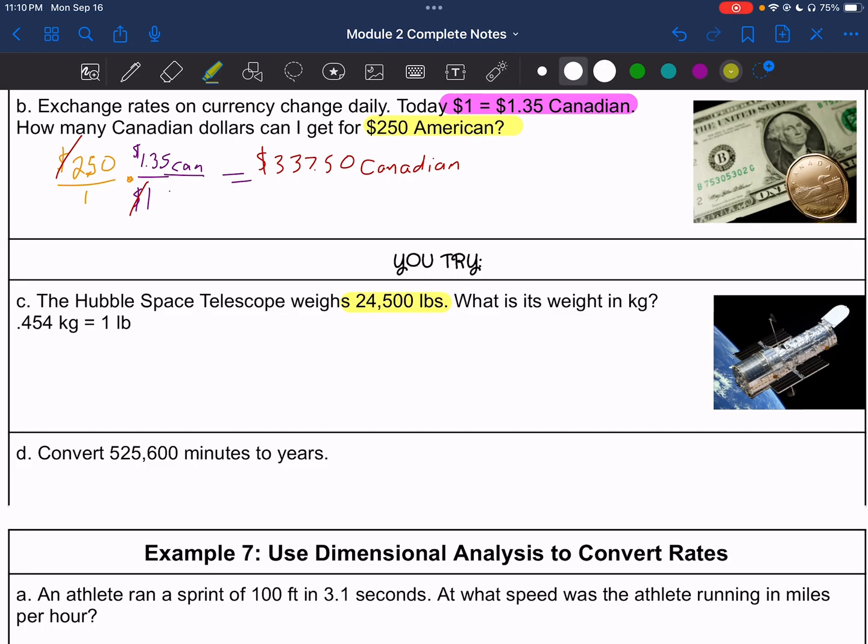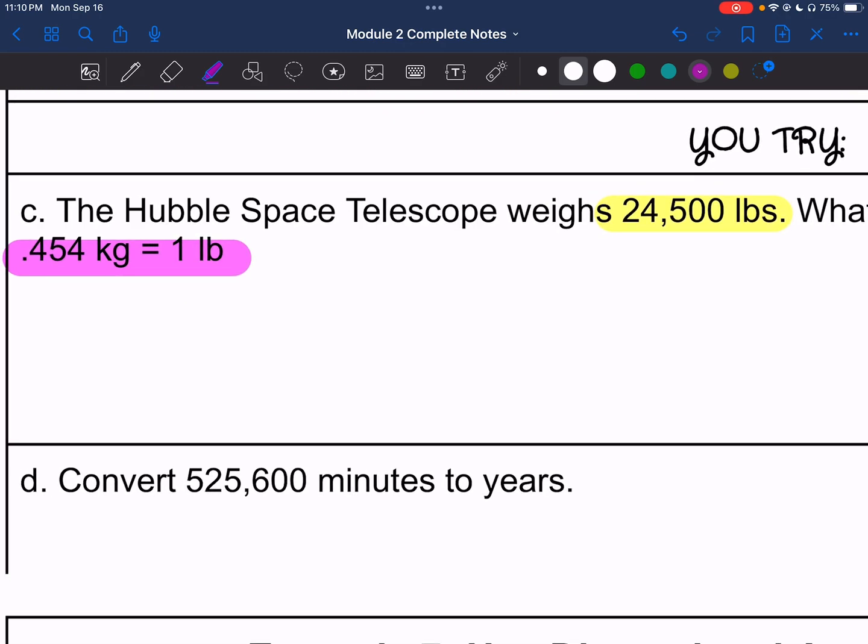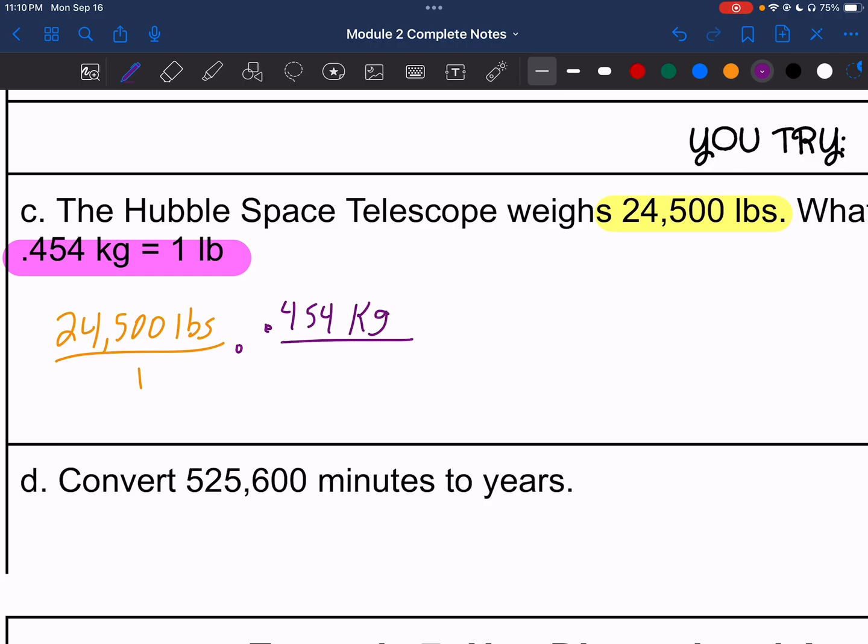24,500 pounds. This is our starting value, and we have its conversion factor. 0.454 kilograms is equal to 1 pound. So we start with 24,500 pounds, and that's over 1. You'll see why we include everything as a fraction when we start talking about the next section. And we're multiplying by 0.454 kilograms for every 1 pound. So when we do this math straight across, first off, our units, the pounds cancel out, and we're going to do 24,500 times 0.454 kilograms, and we are going to get 11,123 kilograms for the Hubble Space Telescope.